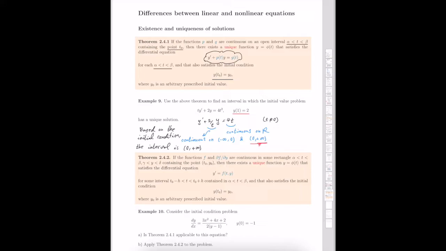And actually, if you go, we did solve this equation in our previous examples. The solution is y equal to t square plus 1 over t square, and this holds for all t greater than 0. So it matches what we have found before. Okay, good.